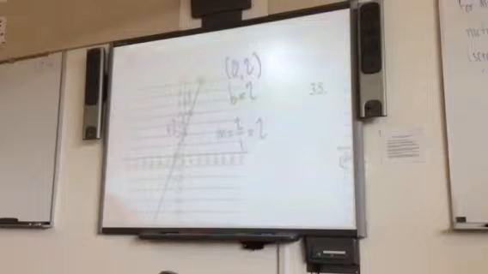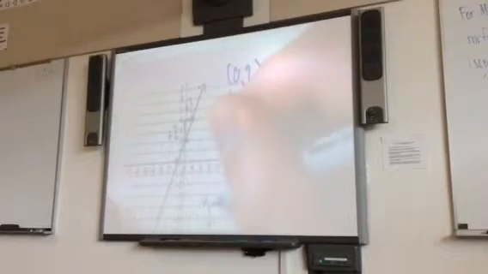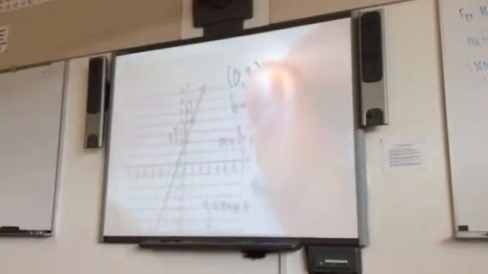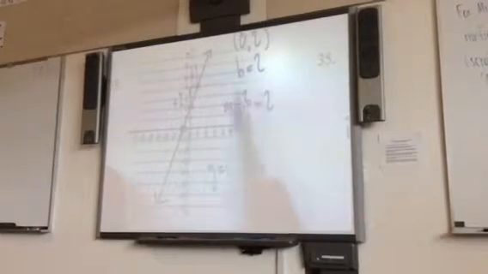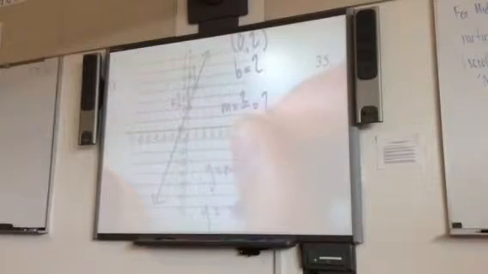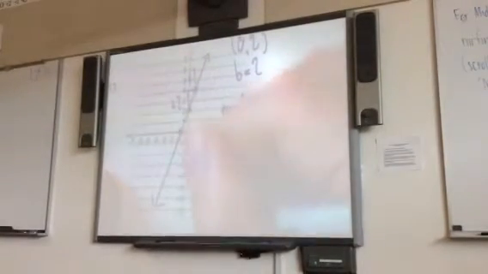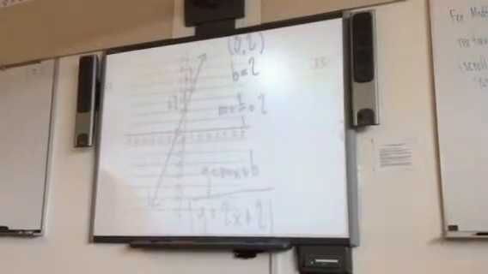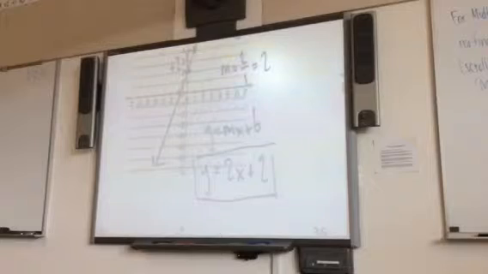So which form should we put it in? How about slope-intercept? y equals mx plus b. Right, so let's put in the information. The m is 2 and the b is 2. So it would be y equals 2 times x plus 2. There you go. So there's our equation for number 33.